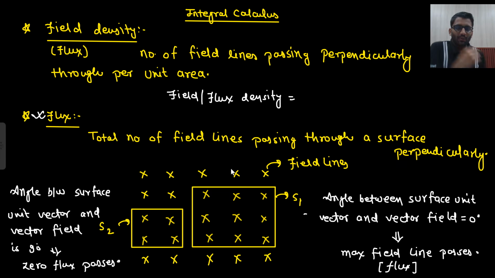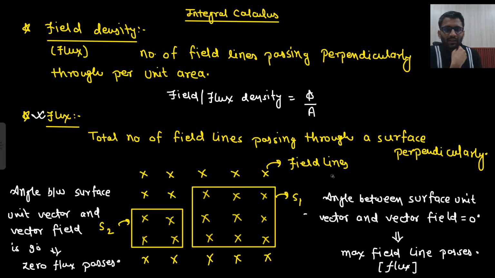Yeah. So what I was saying, what do you mean by field density or flux density? Flux density is the number of field lines passing through a surface per unit area. Per unit area, how many field lines are passing? That is known as field density, or you can say flux density. Flux per unit area, or the number of field lines passing perpendicularly per unit area, that also you can say.